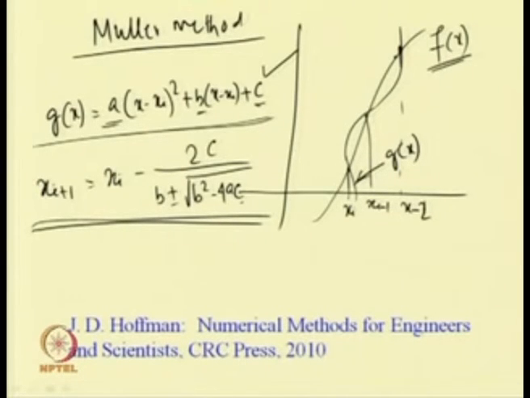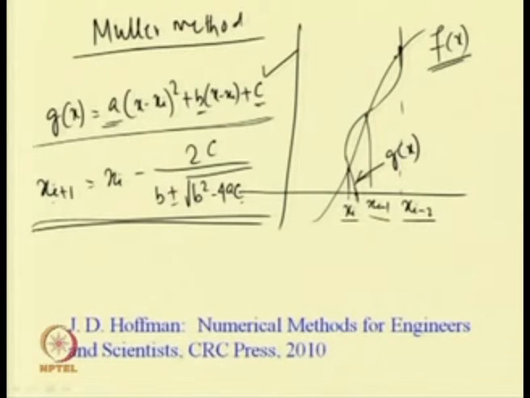So, from these known points, initially we have selected 3 points x i, x i minus 1 and x i minus 2, and at these 3 points we know the functional value. After knowing this functional value, we can fit this polynomial g x, and we can solve these 3 equations to get a, b, c. Then we can find where g x becomes 0, by putting g x equal to 0, and so we can find this x i plus 1.